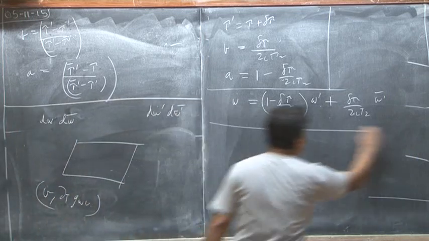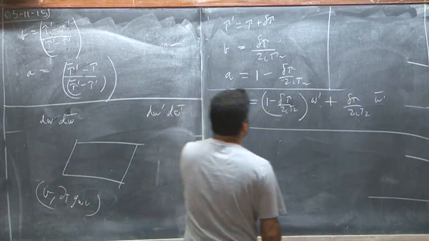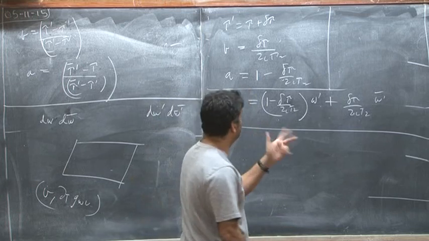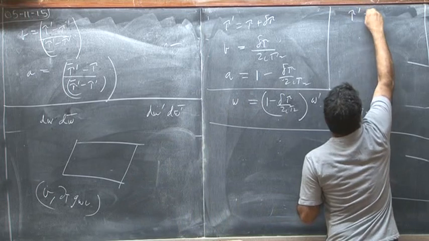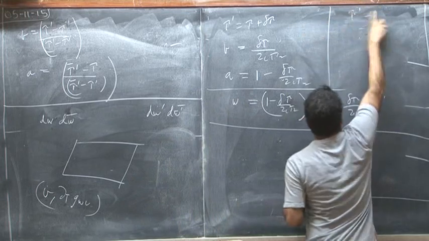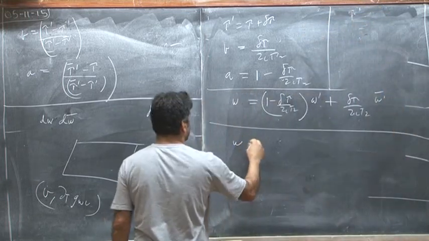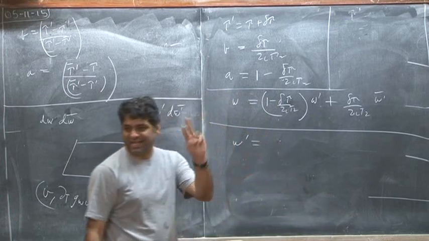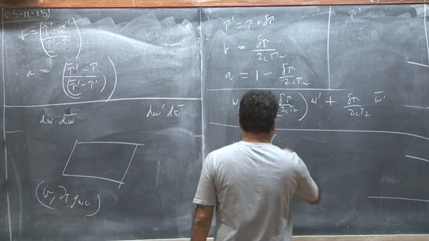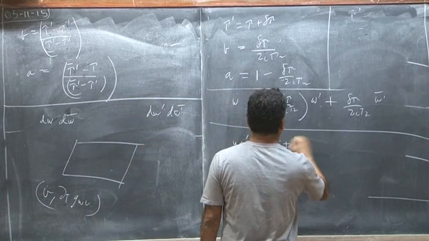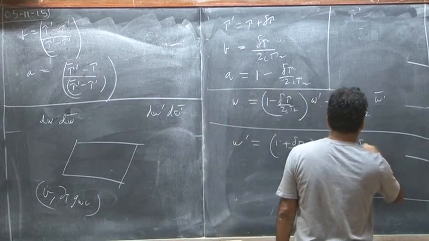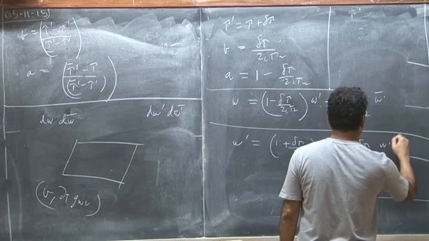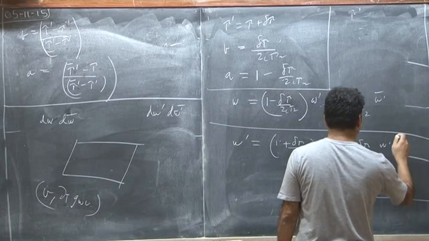In case we need the other way around, we just flip delta tau. If we want w prime, we just flip the sign of tau. So w prime is 1 plus delta tau by 2i tau 2 times w, plus delta tau by 2i tau 2 times w bar.